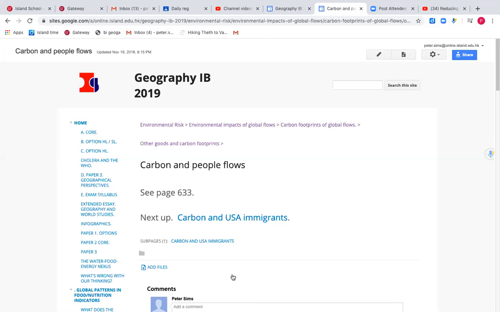At the making of this video, we're currently seeing a significant downturn in global travel because of the coronavirus. Because of that reduction in travel and the reduction in factory produce, we've actually seen a significant measurable improvement in the quality of our air. But we're going to look at this example of carbon footprints and USA immigrants.